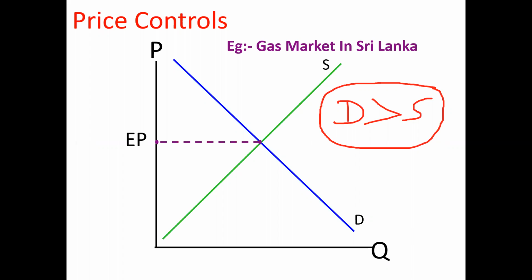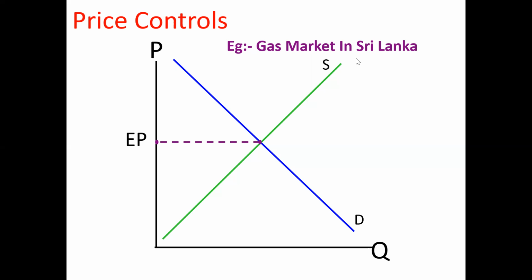So therefore, if we allow the gas price to be decided by demand and supply, it will be a comparatively very high price, like 5,000 rupees. Now it has come closer to that, right? But still the government has some sort of interference. But if we allow demand and supply purely to decide the price, the gas price of Sri Lanka will be comparatively very high.